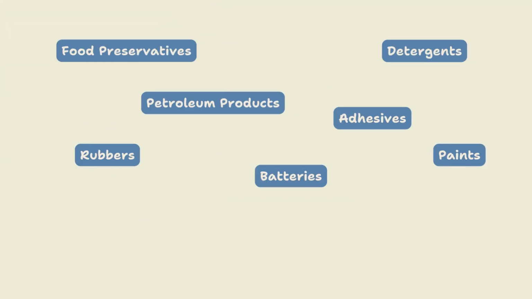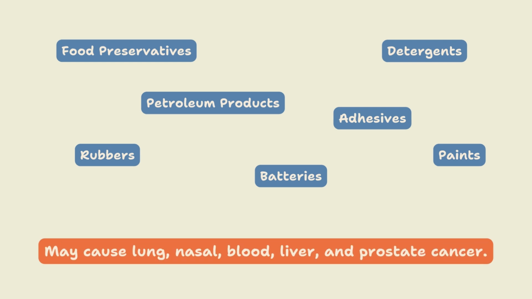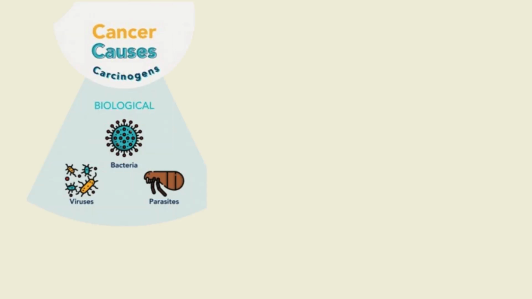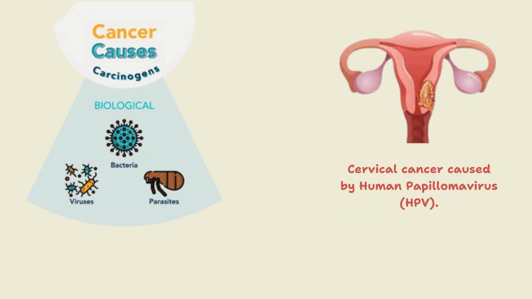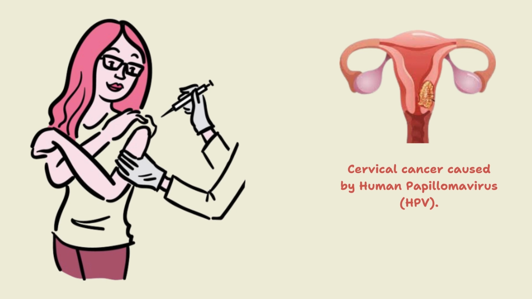Numerous chemicals found in everyday products such as food preservatives, paints, petroleum based products, detergents, rubber, batteries, and adhesives have been linked to various forms of cancer, including lung, nasal, blood, liver, and prostate cancer. Furthermore, certain infectious agents such as viruses and bacteria also possess carcinogenic properties. For instance, the human papillomavirus is known to be a significant risk factor for cervical cancer in women and various other cancers in both men and women. It's important to note that vaccines such as the HPV vaccine are available to protect against HPV infection and reduce the risk of associated cancers.